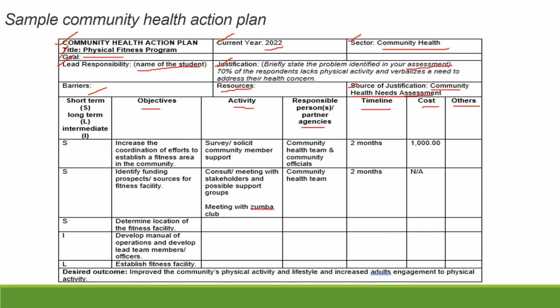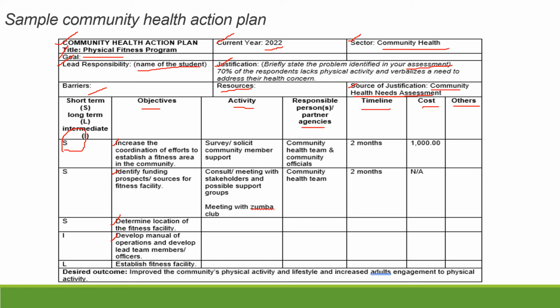Okay? So, first, you need to write down your objective. Take note, your objectives should be SMART. Like, for example, increase the coordination of efforts to establish a fitness area in the community. So you need also to identify if this objective is short term, long term, or intermediate. Since establishing coordination would not take years, only months, that's why we will be writing here letter S, which means that this objective is short term.